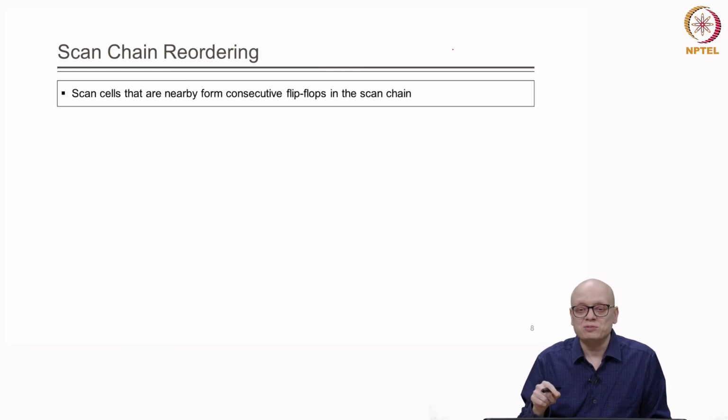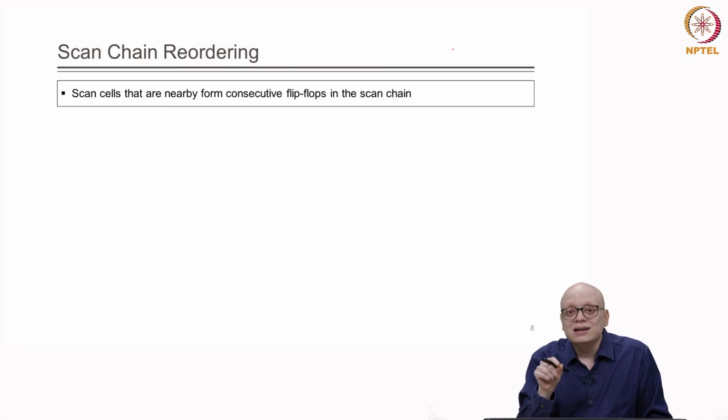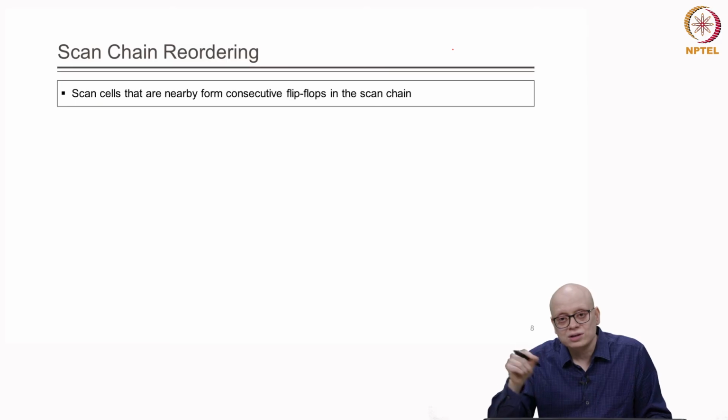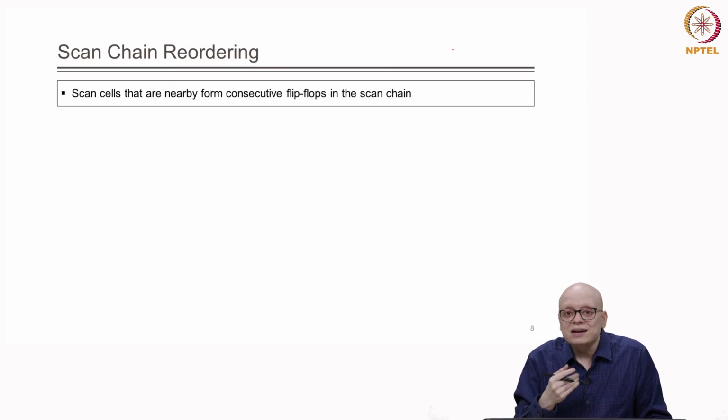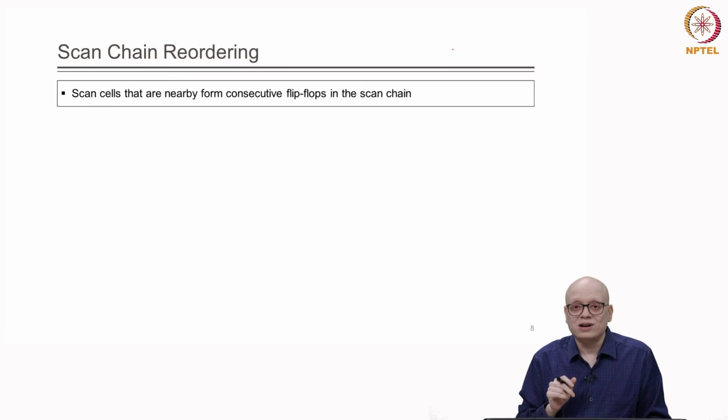So, we do not have the information of the location of the flip flops or scan cells in the design, and therefore, the order of the scan chain, meaning which flip flop comes first, then which next, and so on, the order of the cells in the scan chain was pretty arbitrary without knowing the placement of the design. But after we know the placement of our design, then we can do some optimization.